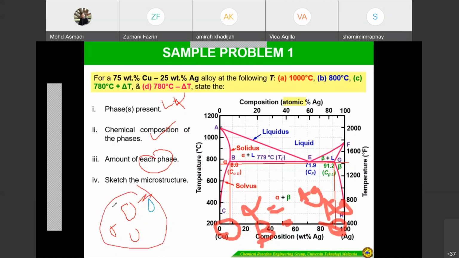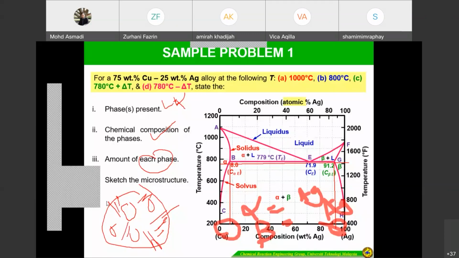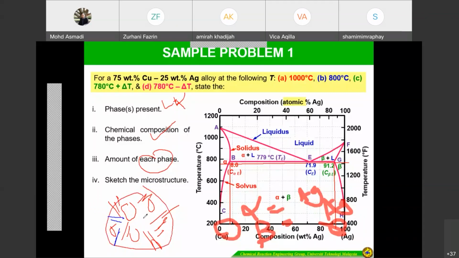Draw. You can see my slide, right? And then use a different color to differentiate eutectic alpha and eutectic beta. It's hanging again, not moving, okay. You use color. This one is eutectic alpha and eutectic beta.